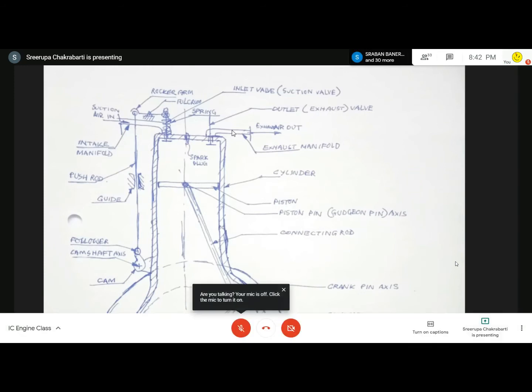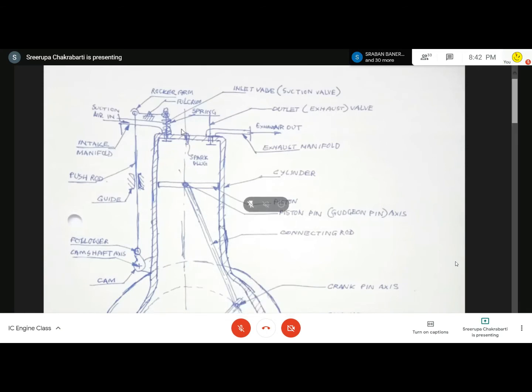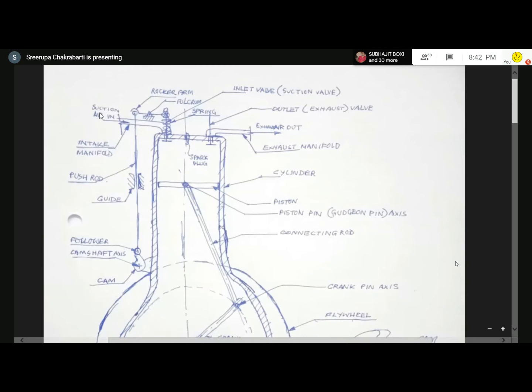So this intake manifold consists of the intake air and fuel. And if you consider, the carburetor will be before this point here. So we have not drawn it, not to make the thing complicated right now. I am now showing you this thing.